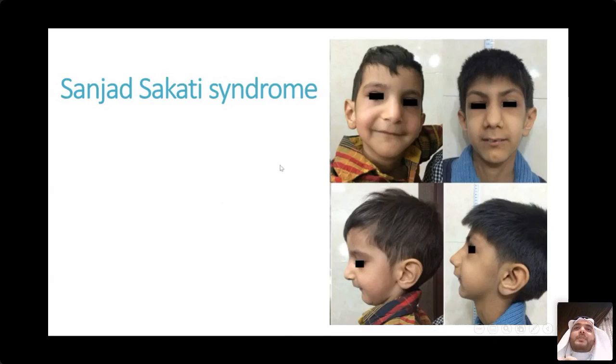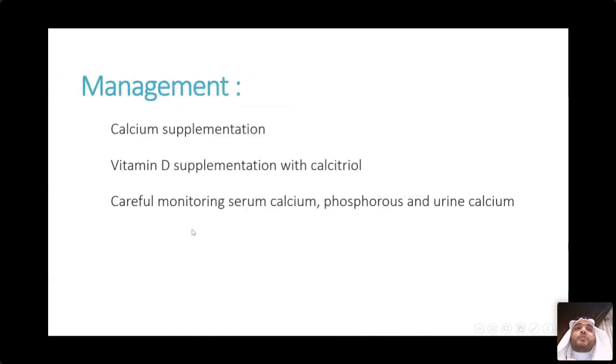Usually, those patients present with severe failure to thrive and dysmorphic features, as you see in the picture, and they have hypoparathyroidism that is difficult to treat. In our center, we have around 5 or 6 cases. The management of hypoparathyroidism is calcium supplementation and vitamin D supplementation with calcitriol, the active form of vitamin D, because, as we mentioned, the action of parathyroid hormone is to activate vitamin D.